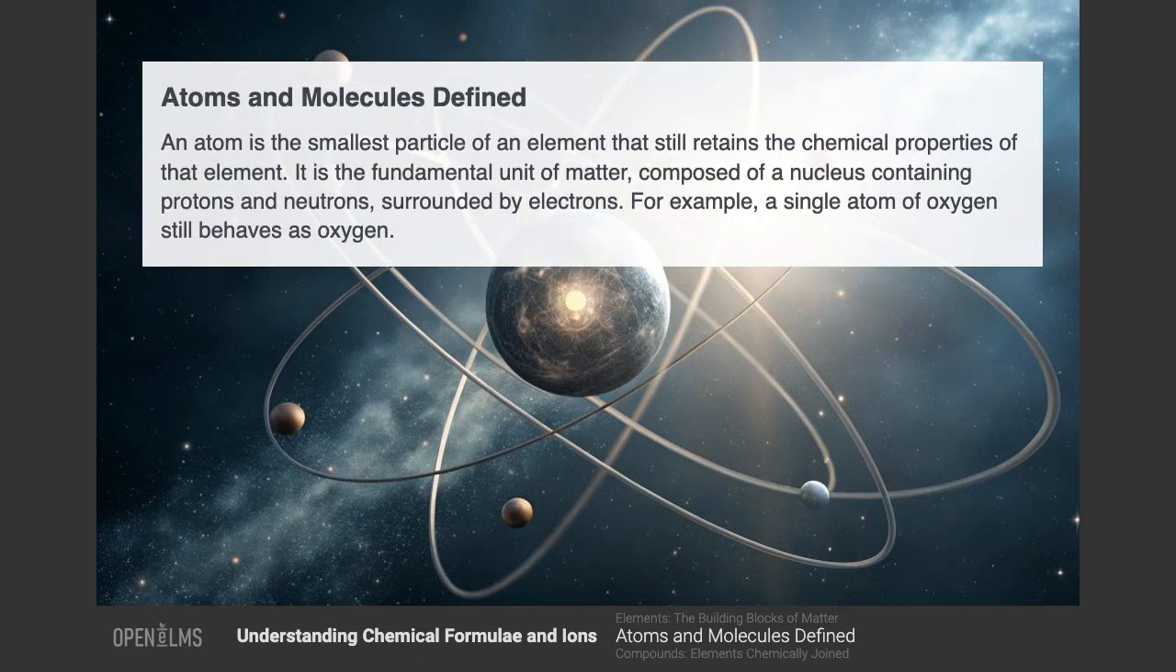Atoms and molecules defined. An atom is the smallest particle of an element that still retains the chemical properties of that element. It is the fundamental unit of matter, composed of a nucleus containing protons and neutrons, surrounded by electrons. For example, a single atom of oxygen still behaves as oxygen.